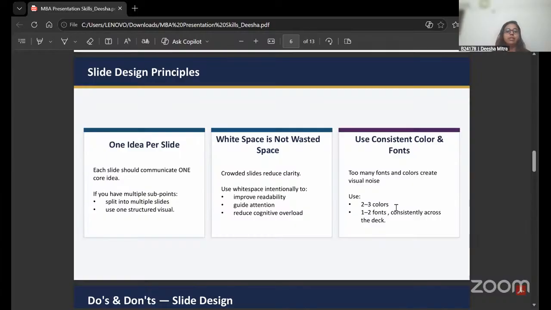For example, if it's a company which has a company logo with a blue color or violet color, try to maintain the deck's theme as something similar to that. Always use the logo of that company in your deck, and do not use too many fonts, like use 1 to 2 fonts. Maybe within a slide, I always try to make the font very consistent.